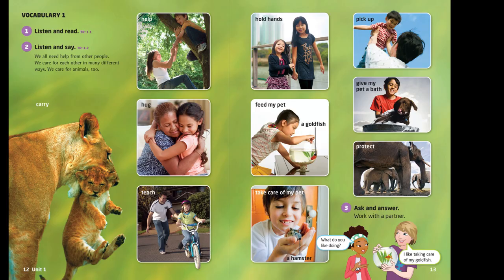Unit 1. Track 1.1. Vocabulary 1. Activity 1. Listen and read. We all need help from other people. We care for each other in many different ways. We care for animals too.